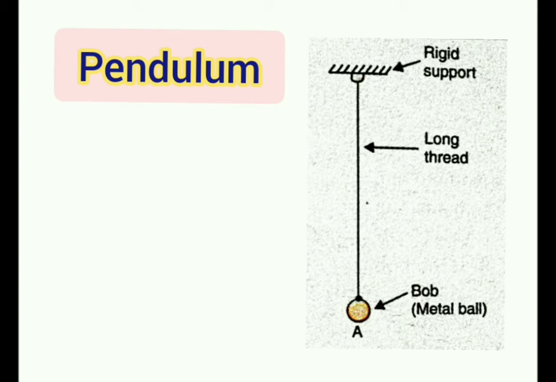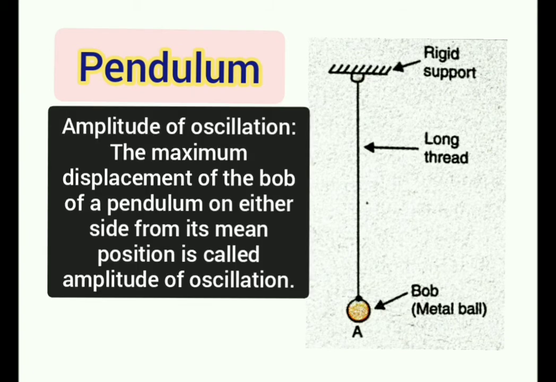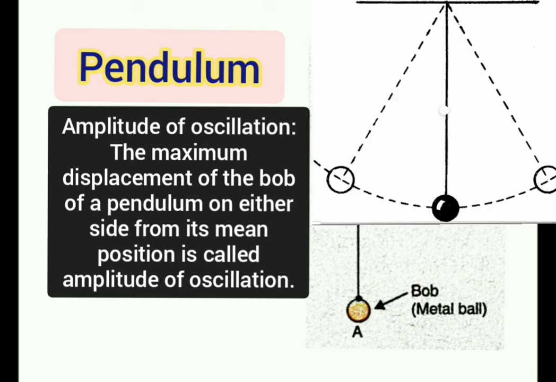Next important term related with pendulum is its amplitude of oscillation. Amplitude of oscillation can be defined as the maximum displacement of its bob from its mean position on either side, and it is called its amplitude.